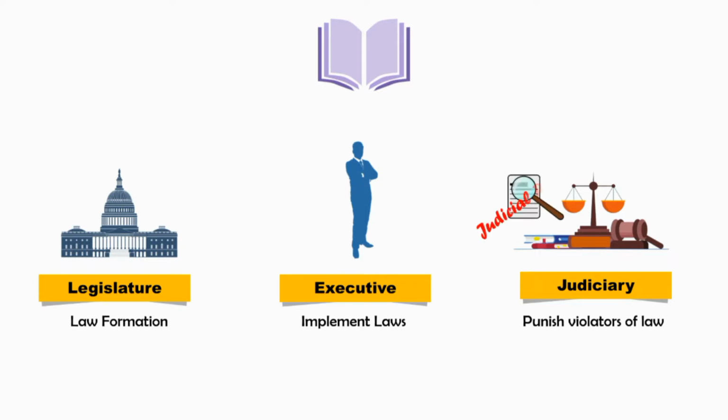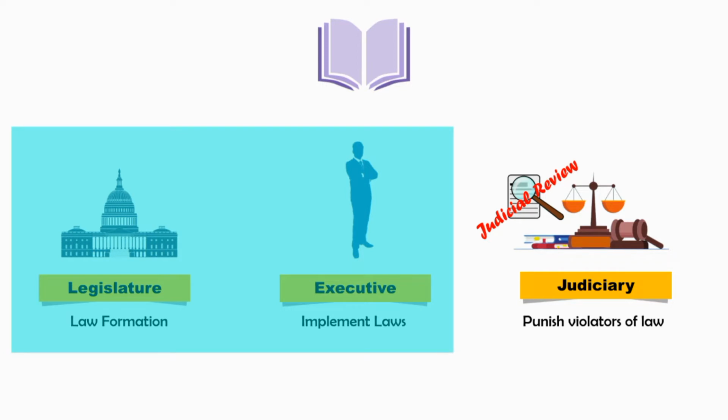Judicial review is the power of the judiciary with the help of which it can review any action or decision taken by the legislature and executive, whether that action or decision is constitutional or not. And if it is found unconstitutional by the judiciary, then it can be declared void. Got it? Now you must have understood the meaning of schedule and judicial review.